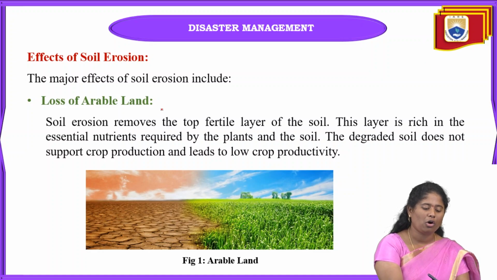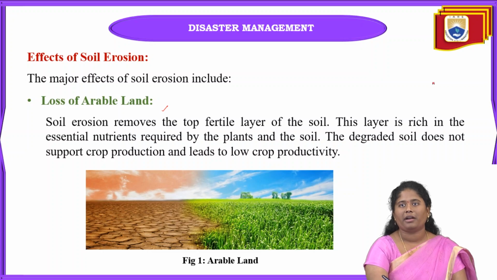Some of them is loss of arable land. Here, arable land means agricultural land. Why? Because soil erosion is nothing but the removal of the top layer of the soil. Because of natural agents like wind, water, and some others, the top layer can be eroded easily.